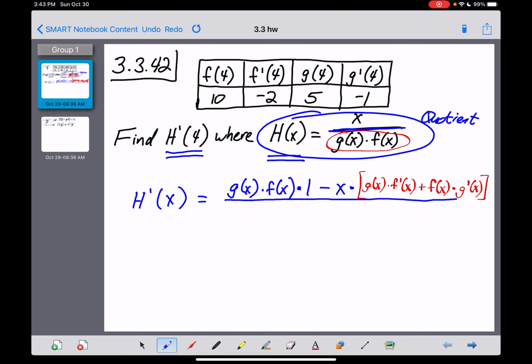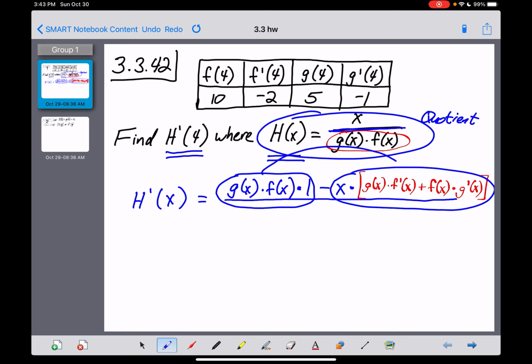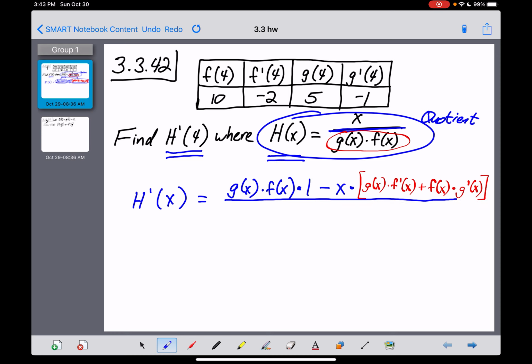However, I want to make sure everybody understands that the quotient rule is not reversible. So what you could not do, although this is a common mistake that I see, is don't do this, guys, is reversing the order of these two terms. You cannot go top times derivative of the bottom minus the bottom times the derivative of the top, because quite simply the subtraction operation is not commutative. So it's important that we get that right.